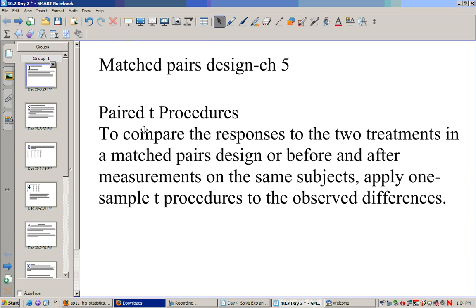Hello, welcome to 10.2 Day 2. Today we're going to see what happens when we have a matched pairs design.